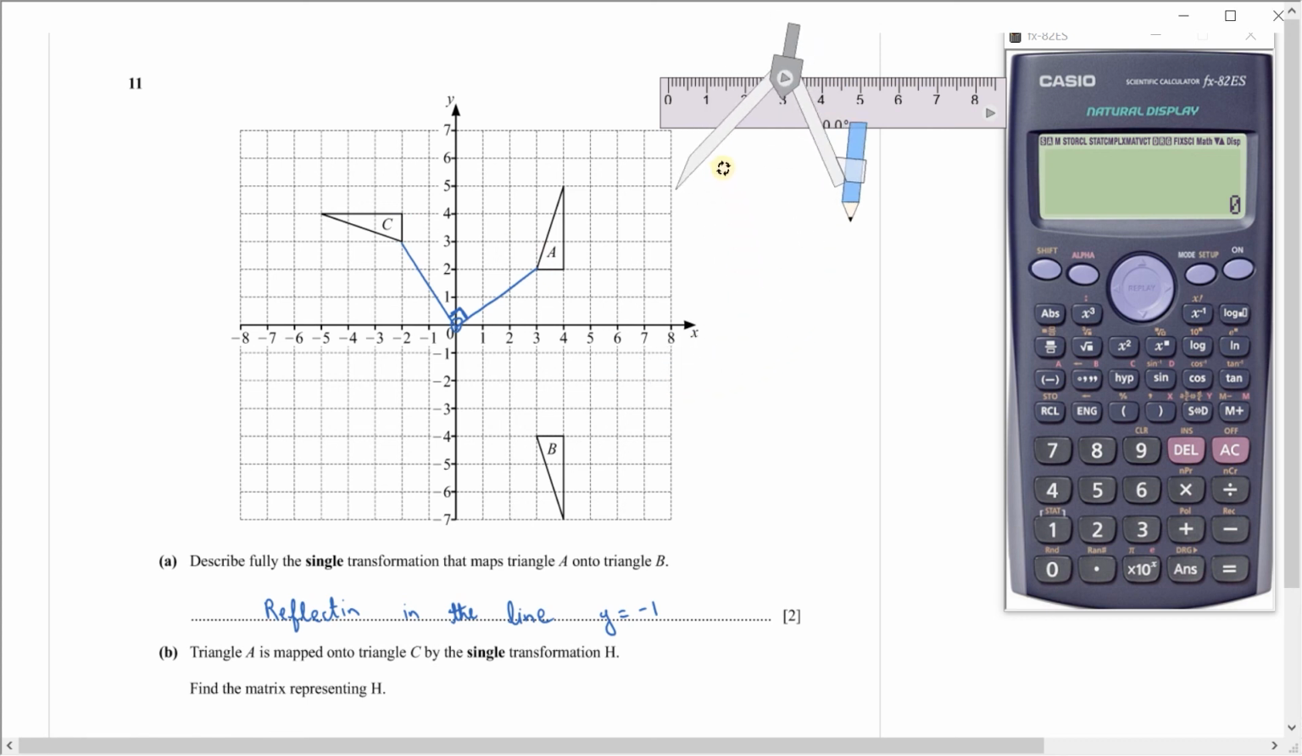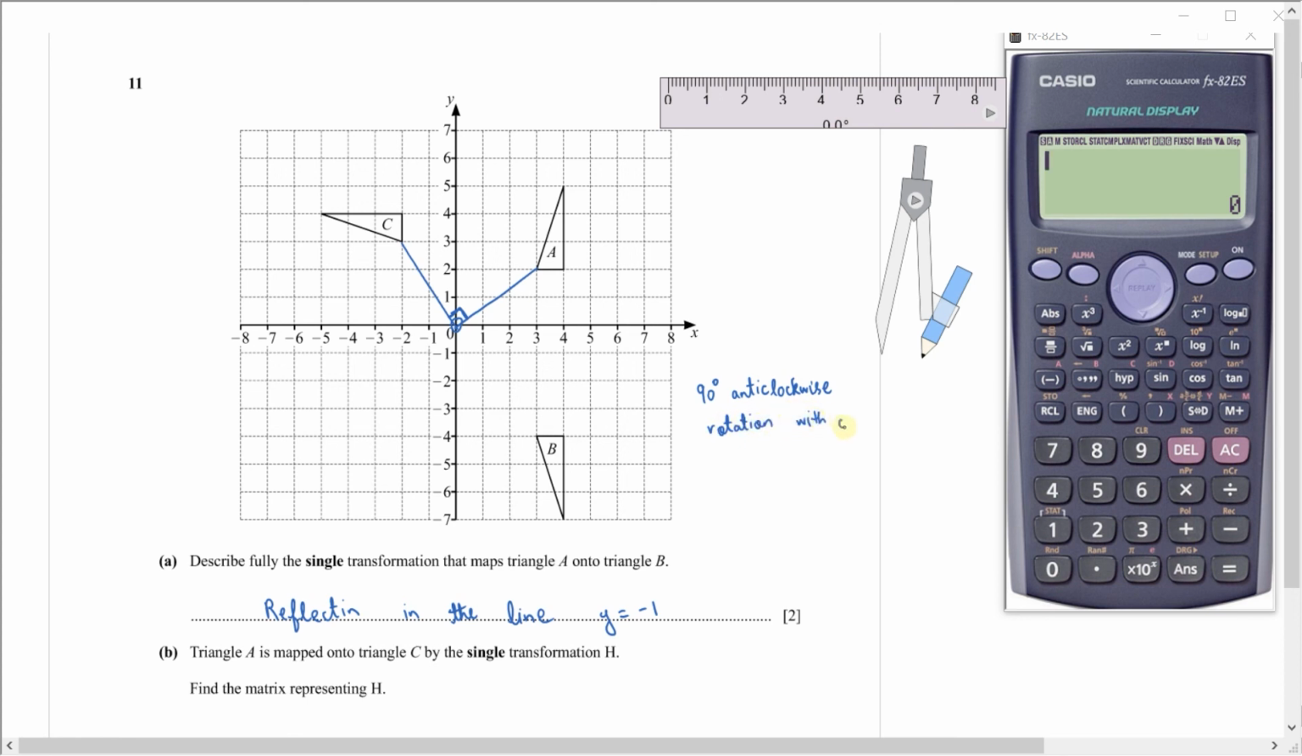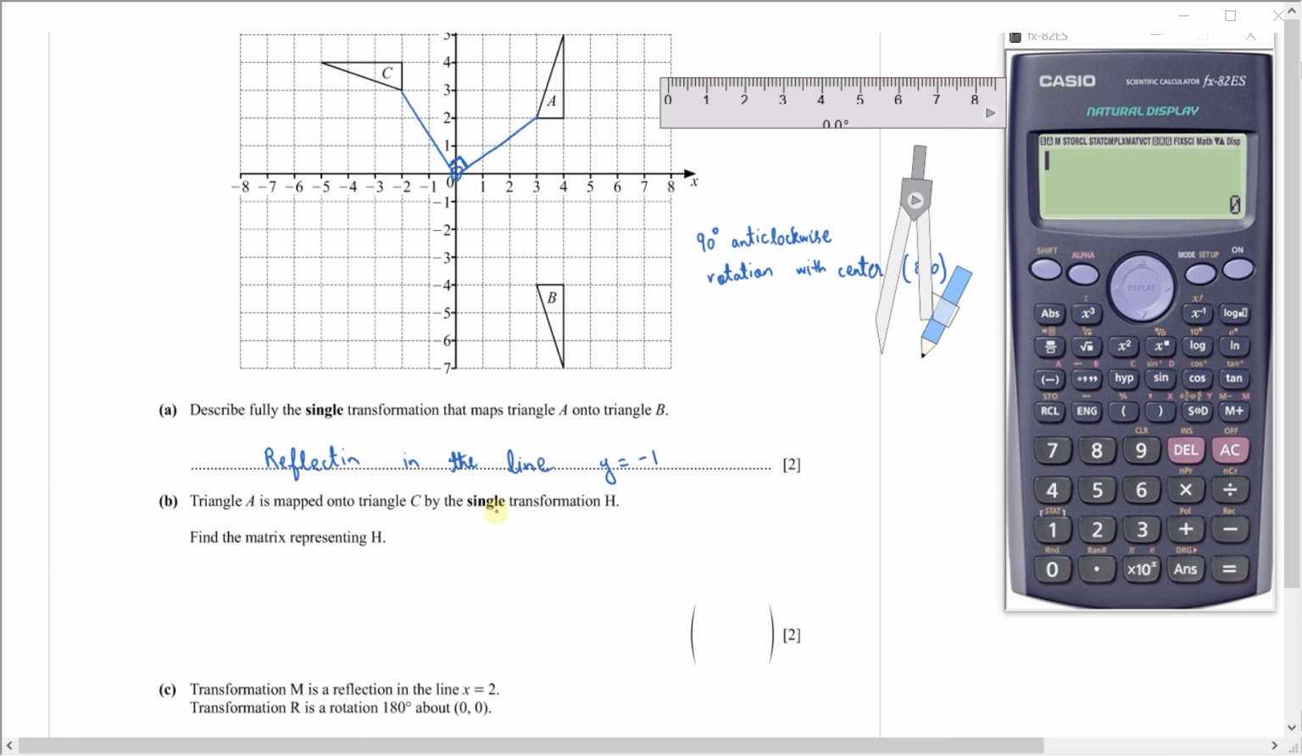So let me just move this out of the way. It's a 90-degree anti-clockwise rotation with center 0, 0. So this is your single transformation H. It is a 90-degree anti-clockwise rotation with center 0, 0. Now to find the matrix which represents this transformation, I can use the trick that you have learned.